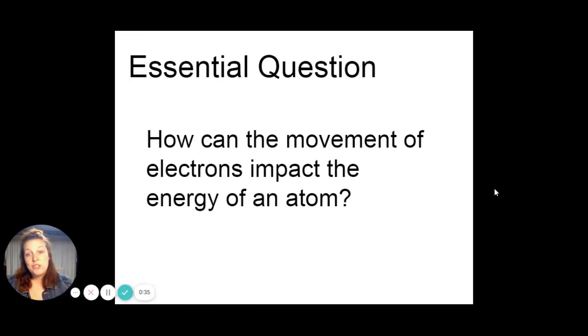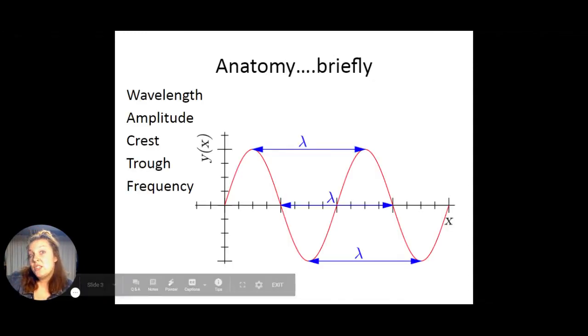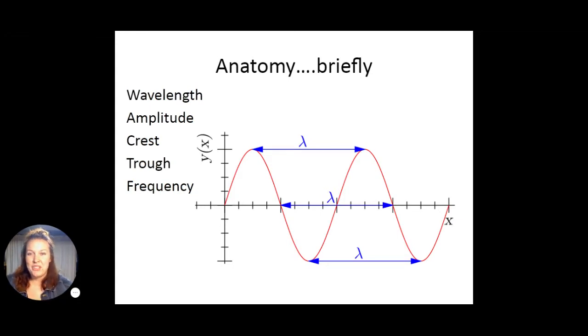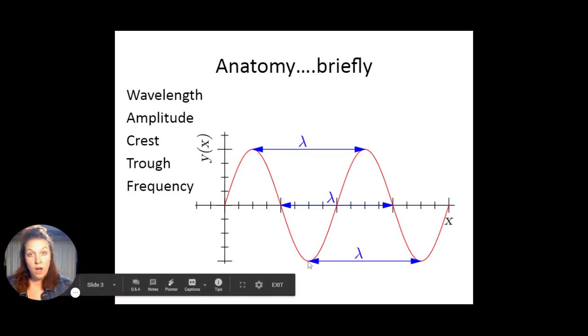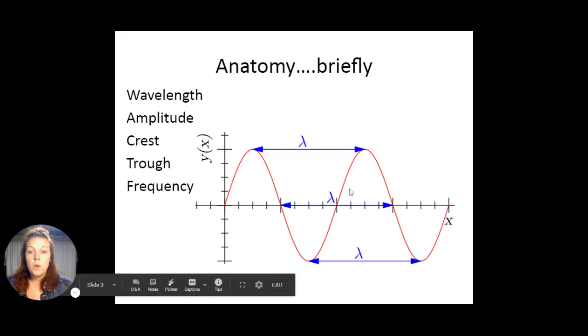So, the essential question: how can the movement of electrons impact the energy of an atom? Before we get into the nuts and bolts of the energy of electrons, let's talk about the anatomy of a wave. Now, you should have already viewed a video that talks about the parts of a wave, but let's just review them. So, the top of the wave is called the crest. Bottom of the wave is called a trough. A wavelength is either from crest to crest, trough to trough, or equilibrium to equilibrium.